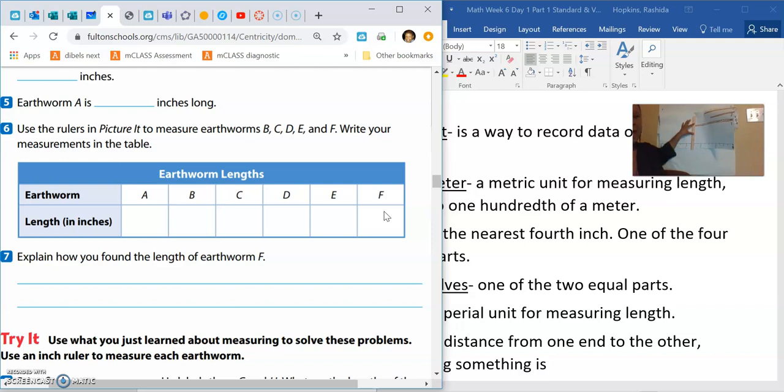So explain how you found that. I would say I lined up the left end of the earthworm with 0 on the ruler, and I found the mark on the ruler that is closest to the other end of this earthworm. That would be acceptable. Okay? Try it for yourself. Write it out there. Guys, I want you to finish up the rest of those answers for yourself.